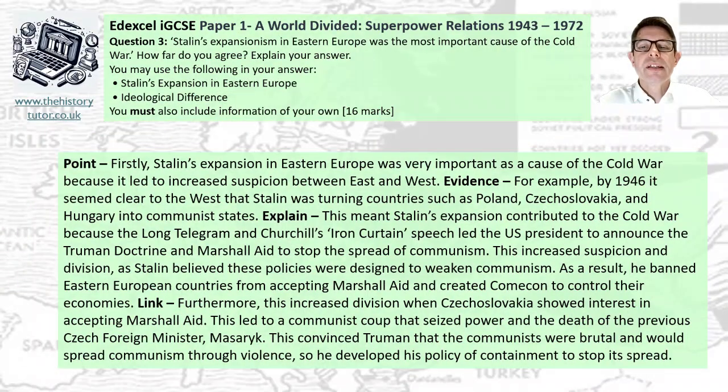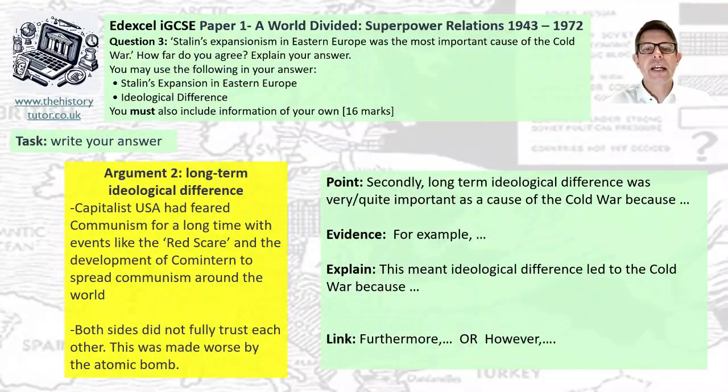So I said, furthermore, this increased division as Czechoslovakia wanted to have Marshall aid. This led to a communist coup to seize power and the killing of the previous Czech Foreign Minister Masaryk. This convinced Truman that the communists were brutal and would spread communism with murder and violence. He therefore developed a policy of containment to stop communism, so we get some Cold War aggression developing. So now come up with your next idea.